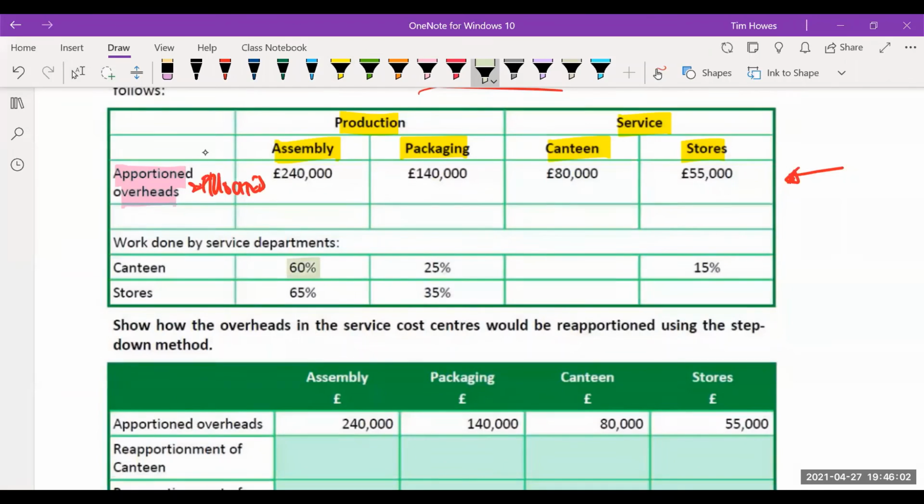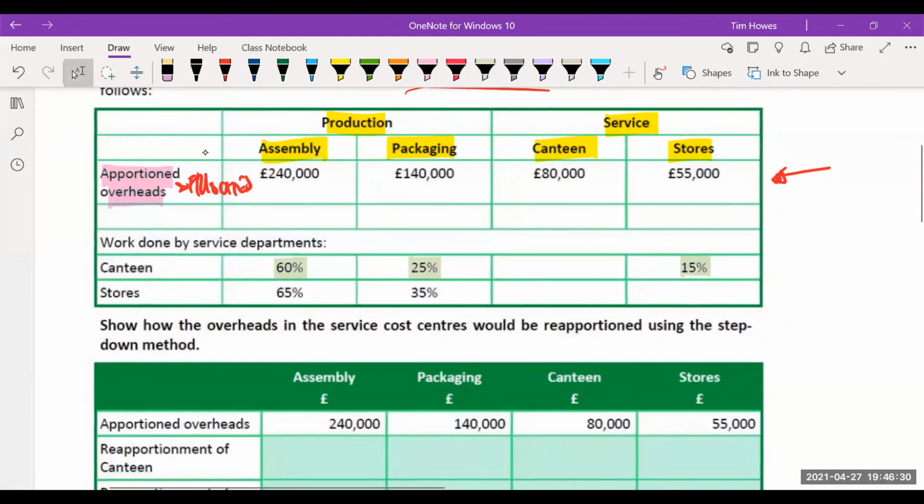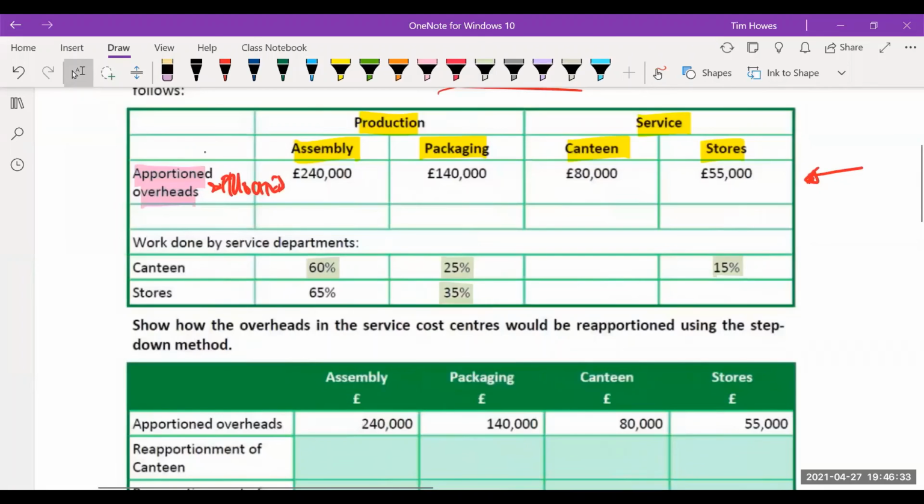Now, the canteen, 60% of the canteen work is for the assembly, 25% of the canteen work is for the packaging, and 15% of the canteen work is actually for the other support or service centre, which is the stores. Because let's face it, what the canteen does is feed people. And there's people probably working in all of those departments, of course. Then we've got the stores department. So the stores department doesn't do anything for the canteen. It does 35% of its activity for the production. It does 65%.